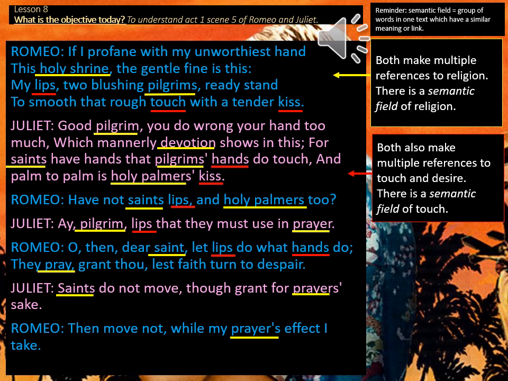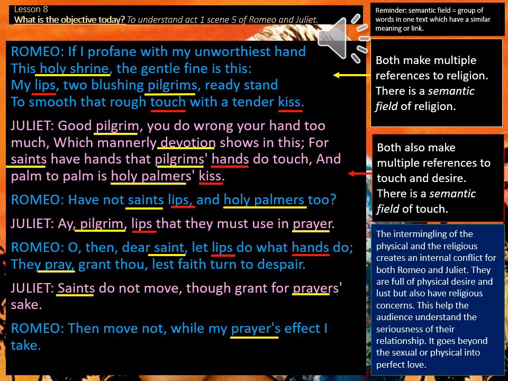So we've got that kind of intermingling of physical touch and religion, and it creates that kind of internal conflict with Romeo and Juliet. They are both full of physical desire and lust, but also have religious concerns. Think about the time that this was written in. They would have been concerned about sin and being respectful, and that helps the audience to understand the seriousness of their relationship. It's not just about the physical, it goes into the spiritual as well.